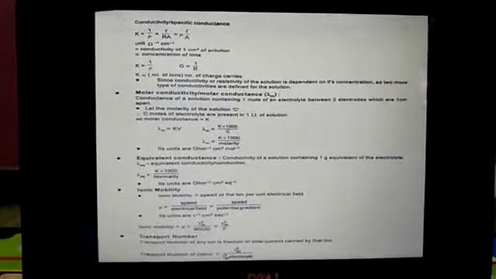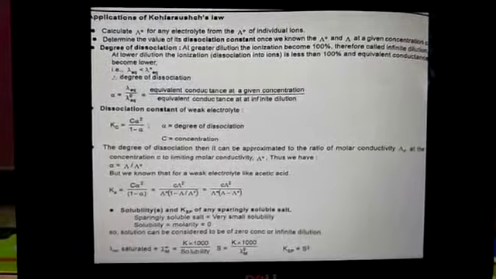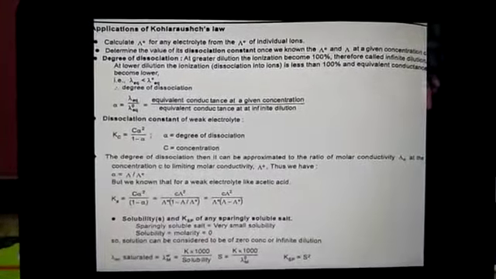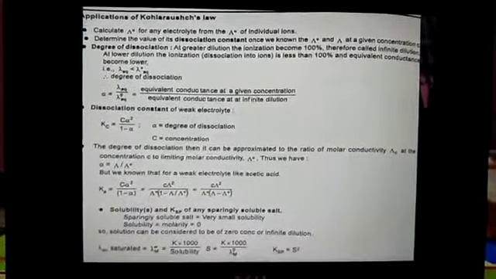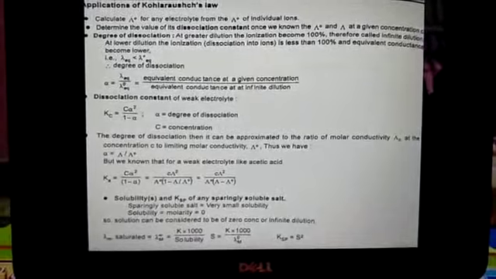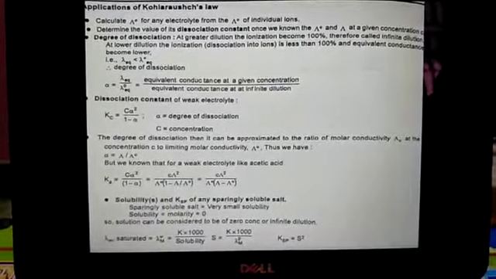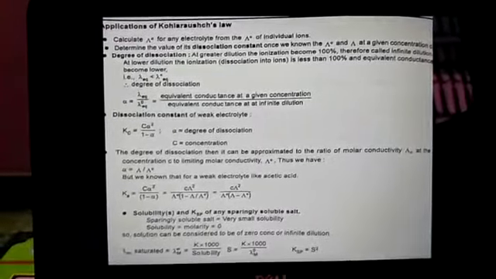Now mu positive and mu negative are the number of cations and anions per formula unit of the electrolyte. For example, in the case of MgCl2, MgCl2 dissociates into Mg2+ plus 2 Cl- ions. Therefore, lambda m infinity is equal to 1 into lambda Mg2+ infinity plus 2 into lambda Cl- infinity. This is the way by which we represent the Kohlrausch law.